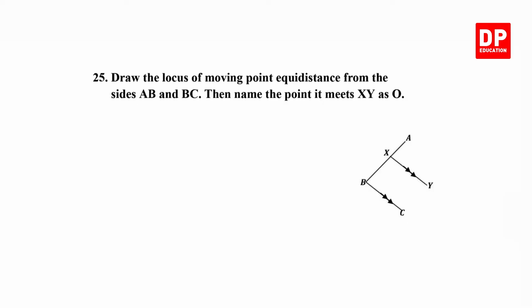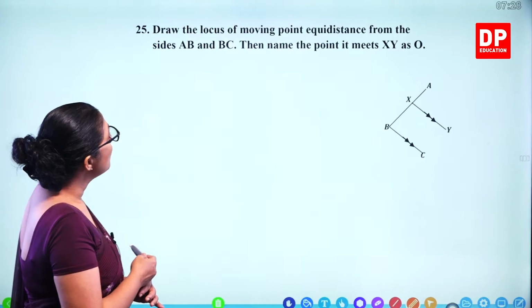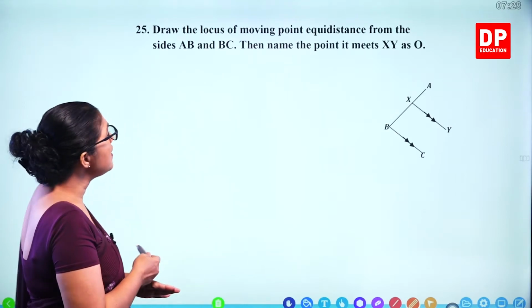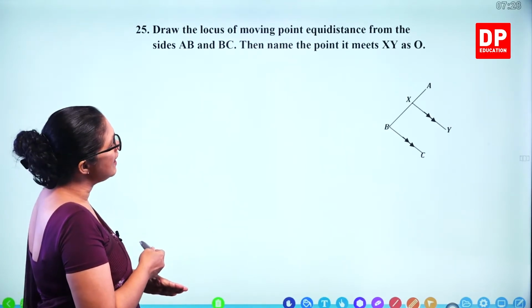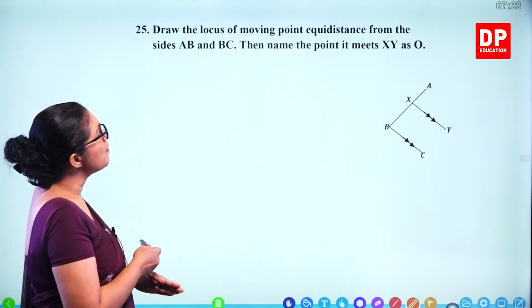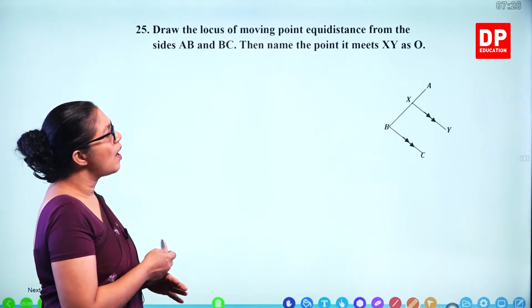This is the last question in part A. Draw the locus of moving point equidistant from the sides AB and BC. Then name the point it meets XY as O.